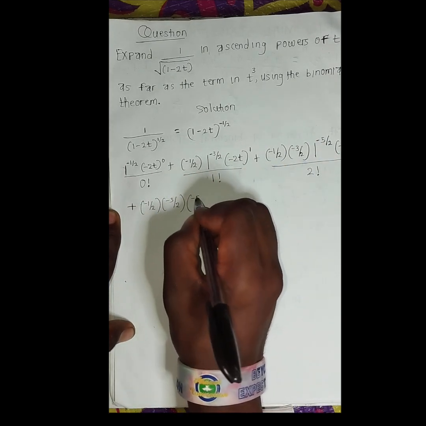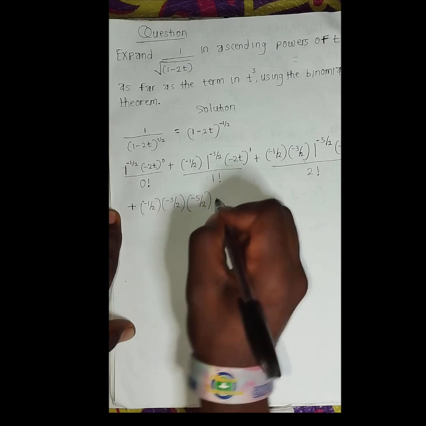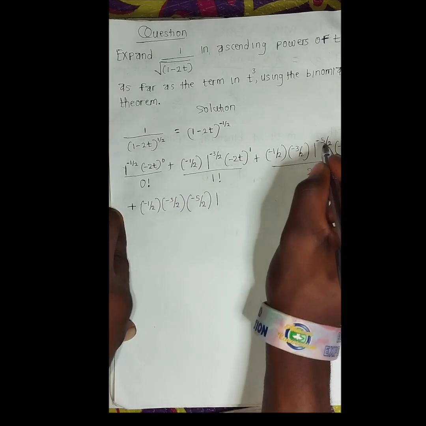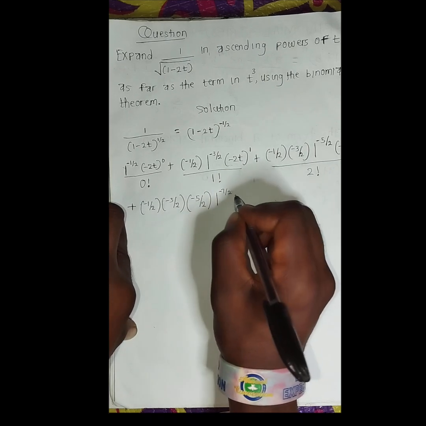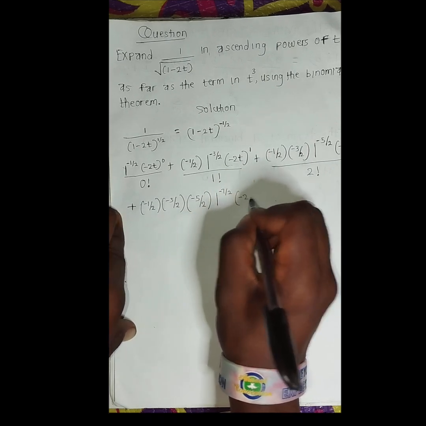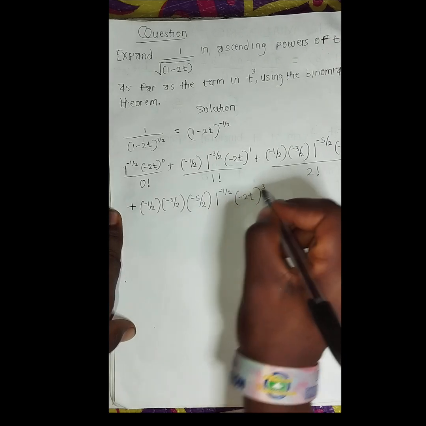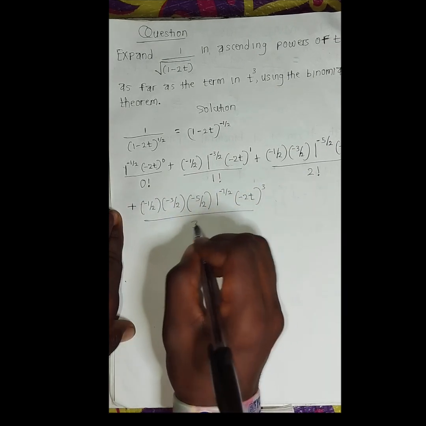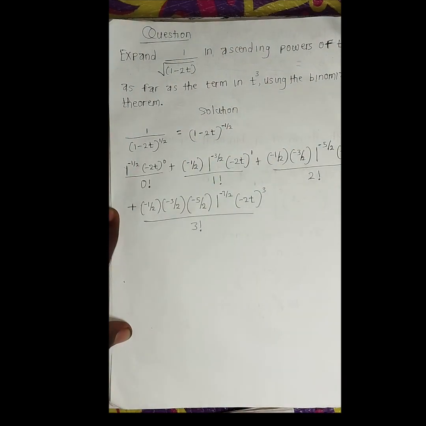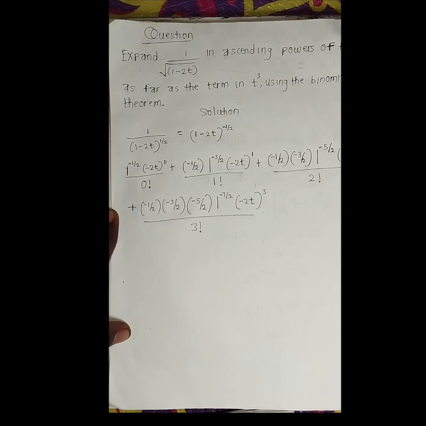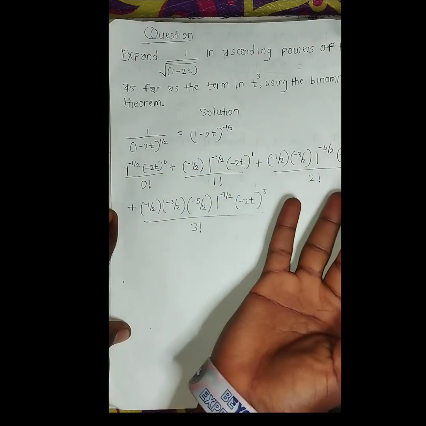We have to come to the back also. Minus 5 over 2, 1. Now, when you subtract 1 away from here, that would be minus 7 over 2. Minus 2t raised to the power of 3 over 3 factorial. And you are done. That is what they want you to do. Stop here. So let's simplify our work and we are done.